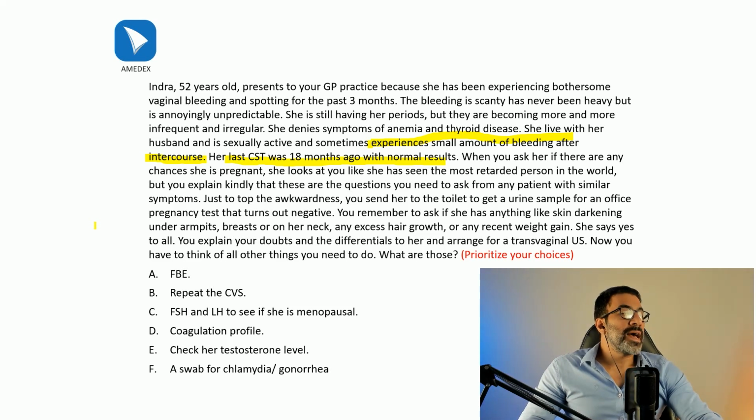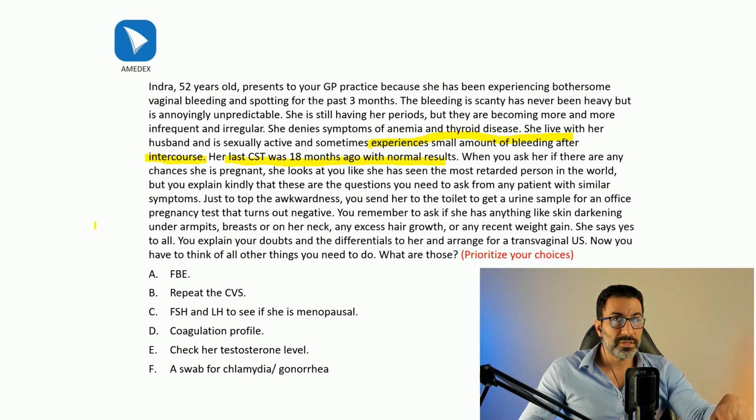You remember to ask if she has anything like skin darkening under armpits, breast, or on her neck, acanthosis nigricans, any excess hair growth, or any recent weight gain. You're asking about the symptoms of polycystic ovarian syndrome. She says yes to all. So she might have polycystic ovarian syndrome as well, which very well justifies the unpredictable scattered bleeding.